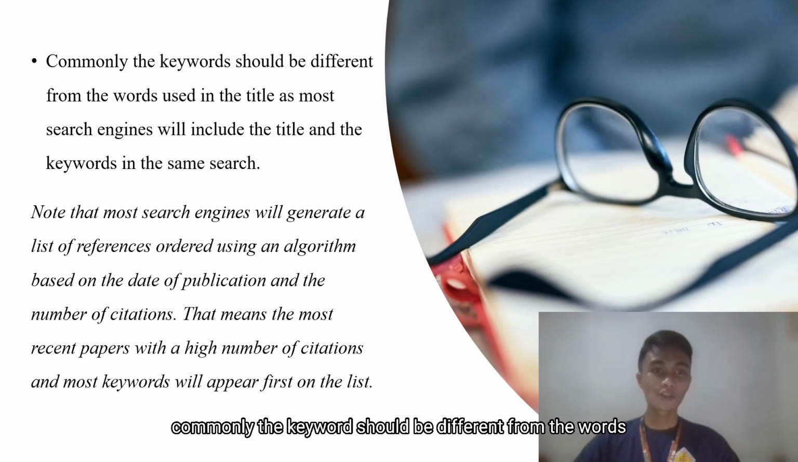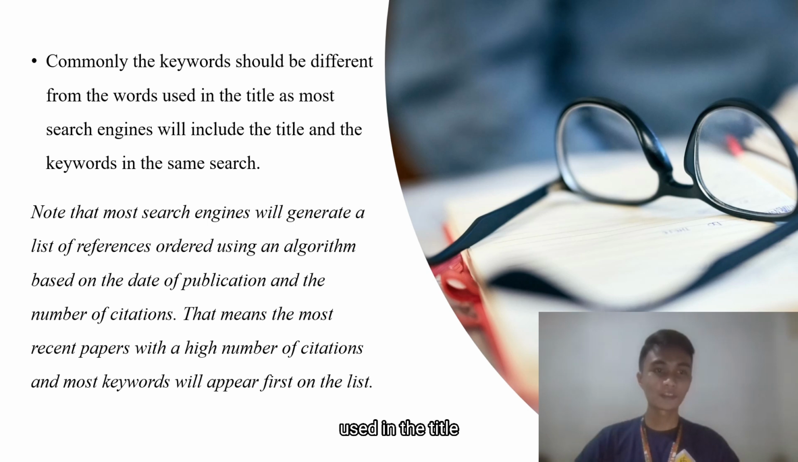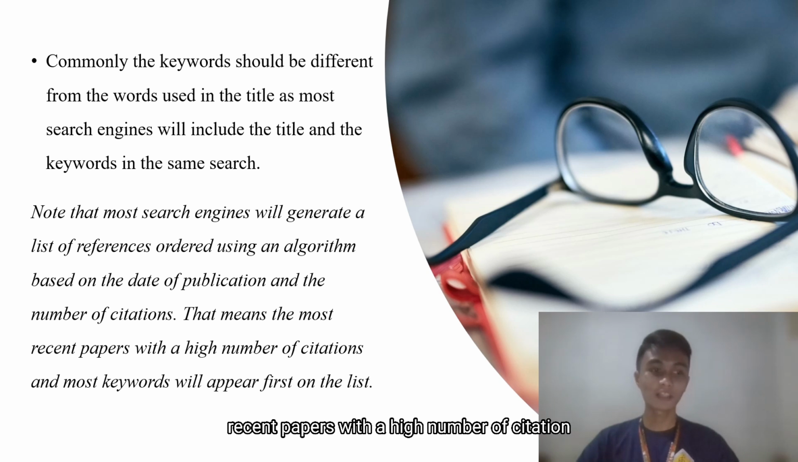Commonly, the keywords should be different from the words used in the title, as most search engines will include the title and the keywords in the same search. Note that most search engines will generate a list of references ordered using an algorithm based on the date of publication and the number of citations. That means that the most recent papers with a high number of citations and most keywords will appear first in the list.